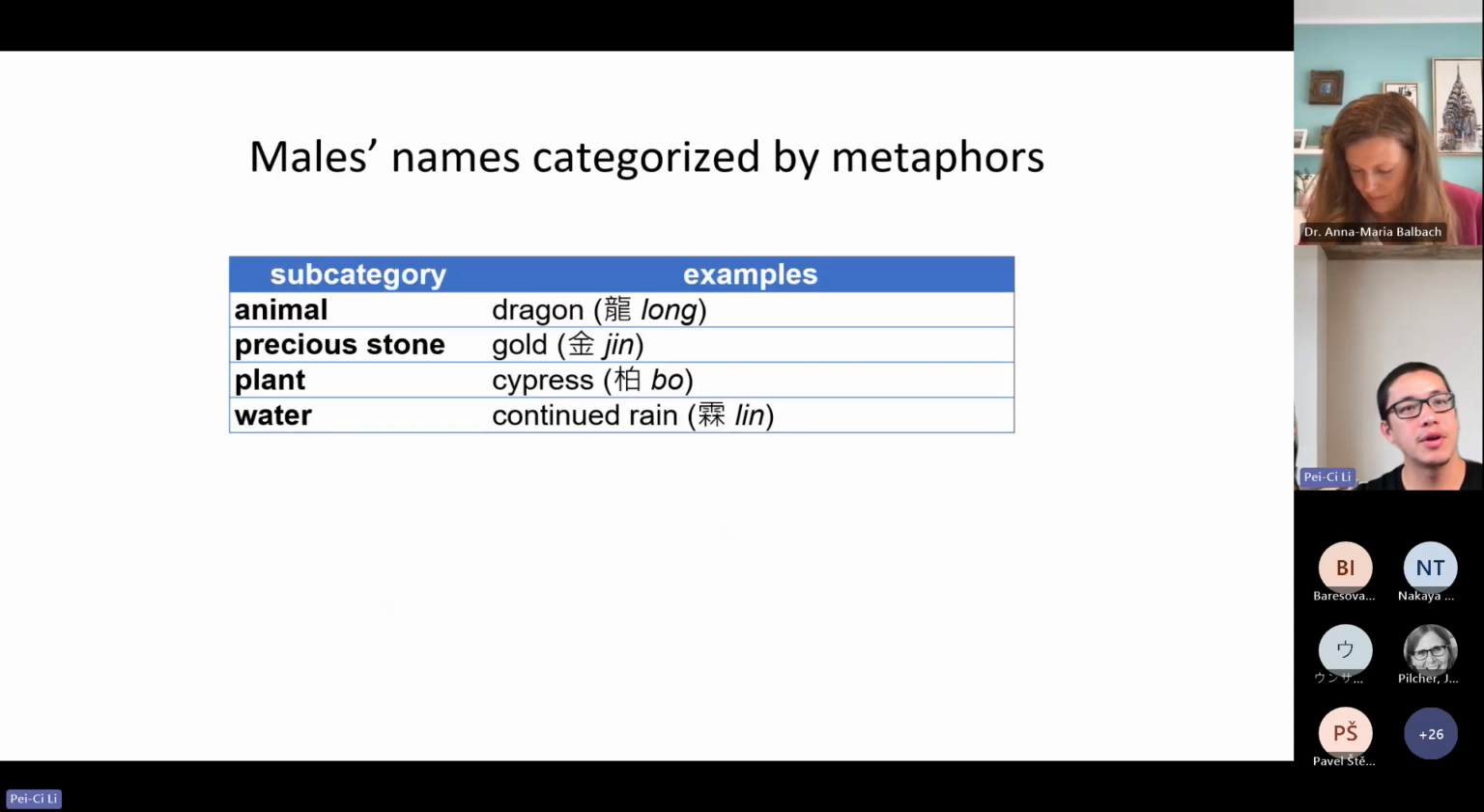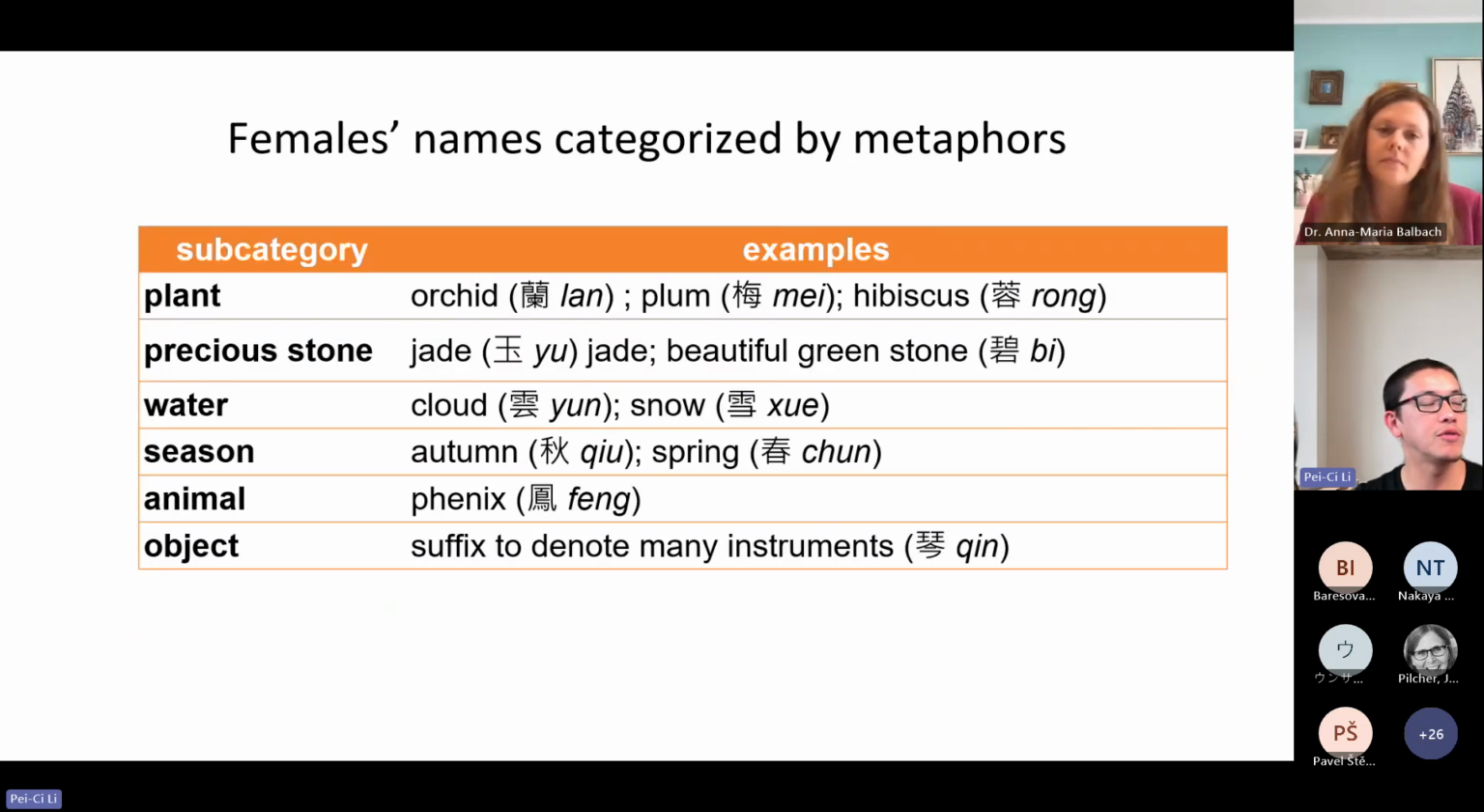When we look at male names that are categorized by metaphors, again, we find animals, precious stone, plant, and water. One thing that I forgot to mention, but I'll jump back to the previous slide: when you look at female names or male names, sometimes we have the same subcategory, but the details inside can be different. So let's take animals here as an example.